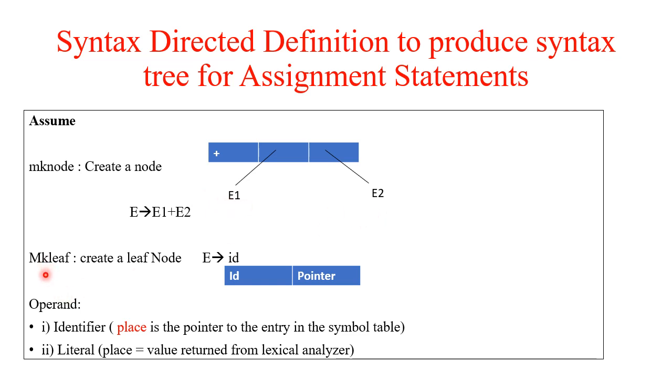MakeLeaf is a function which creates a leaf node. E gives ID, and this part holds the pointer to the symbol table. These operands can be identifiers, like x equal to a plus b, or literals, like x equal to 5.